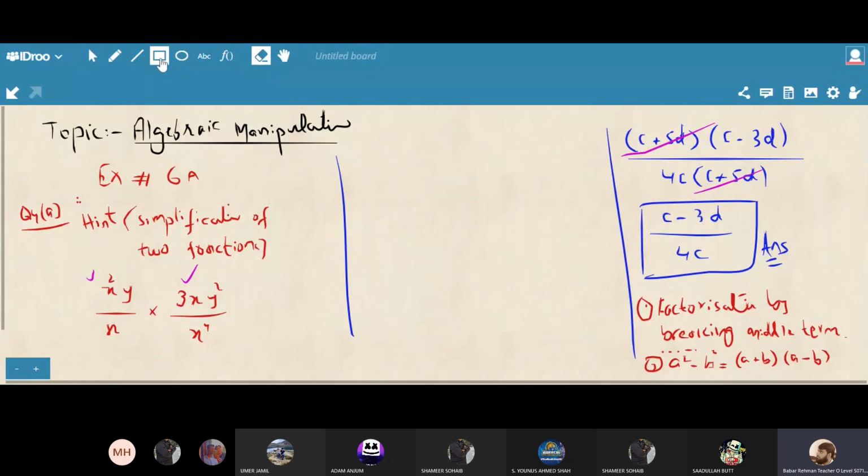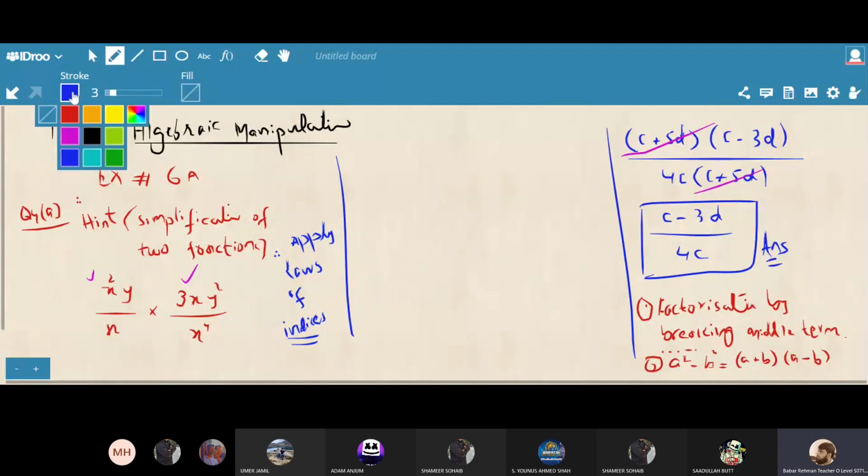One more hint I write over here. Hint: simplifying, and sometimes apply laws of indices. Apply laws of indices. So, beta, in simplification the very important step is, first of all, you have to simplify this fraction and then simplify this fraction, and whatever the answer comes, you will simplify the other fraction as well. This is one way.